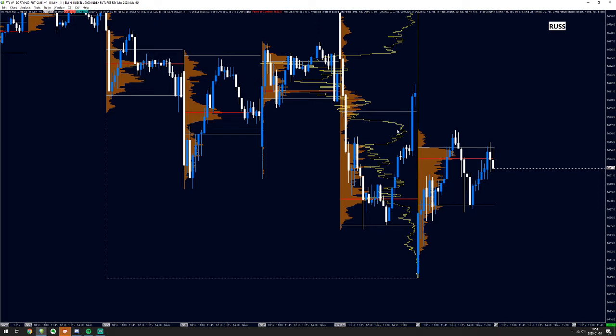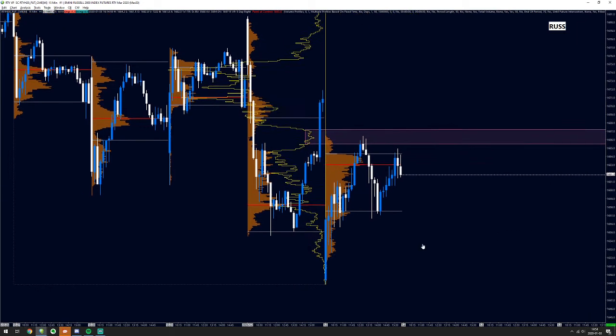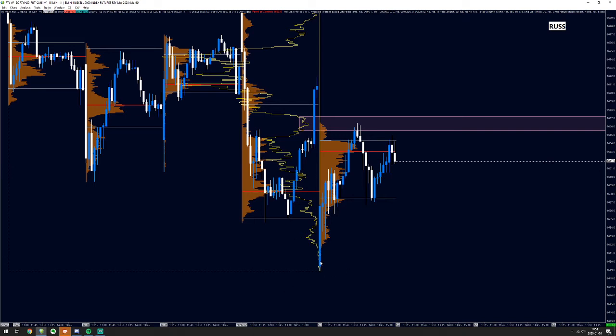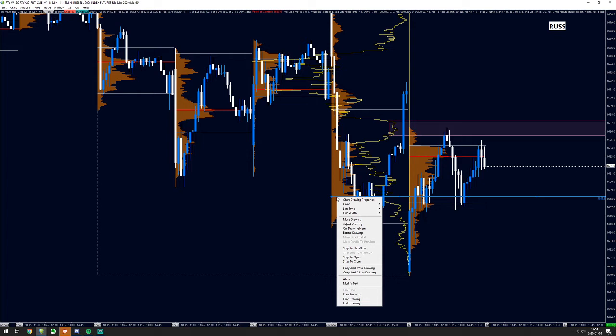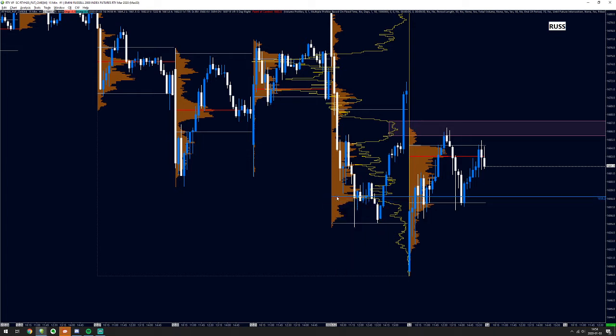So we have a low volume node right here. Let's take a note of that. We'll say, boop, little low volume node. And what do you already see in the Russell in today's action? Oh, what do you know? That's where it ends up turning around. Interesting stuff. So we have a point of control from the previous day. We'll mark that. Previous day's point of control. We have a low volume node here.